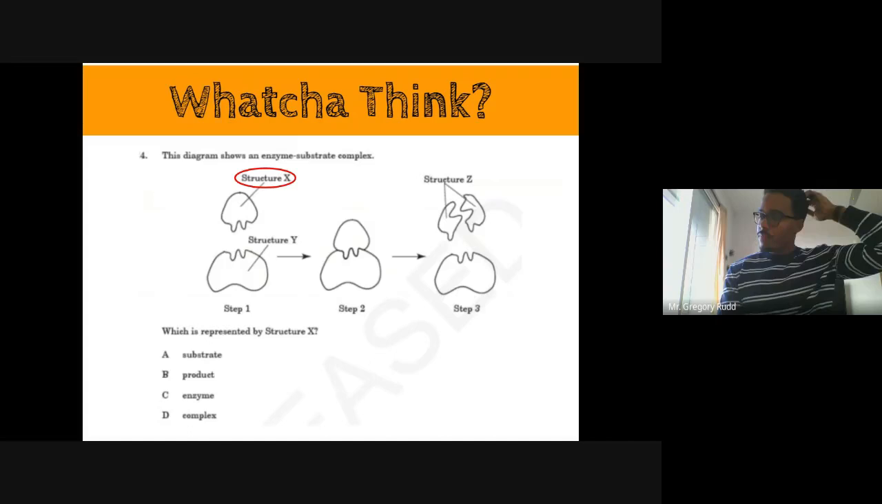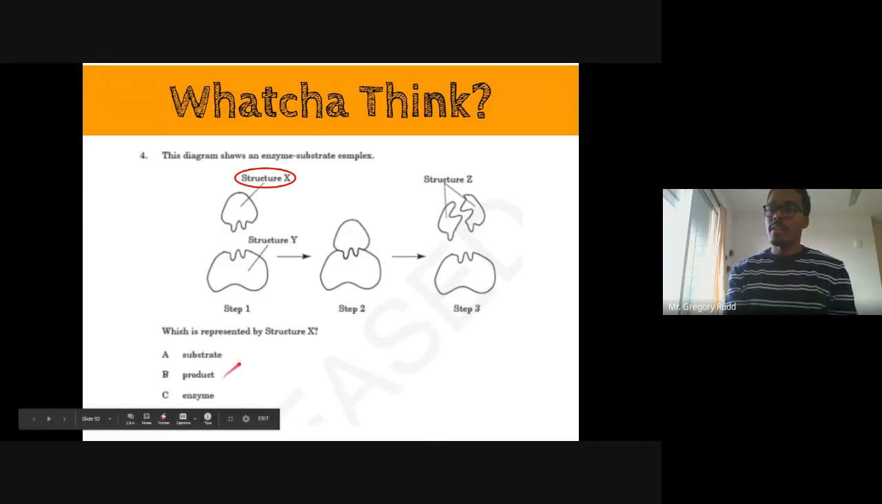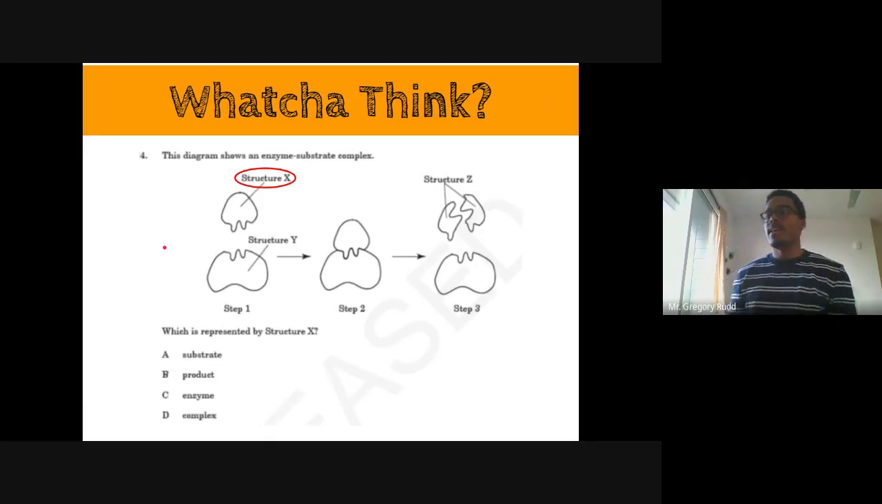All right, last question. The diagram here shows an enzyme substrate complex. This is something that I've asked you all to draw in your notes, similar to the diagram I asked you to draw in your notes. And it's also similar to questions that you all will see on your exam. So the diagram shows an enzyme substrate complex. Which of the following is represented by structure X? Is it the substrate? Is it the product? Is it the enzyme? Or is it the complex itself? So answers accepted in the chat. Is it A, B, C, or D?